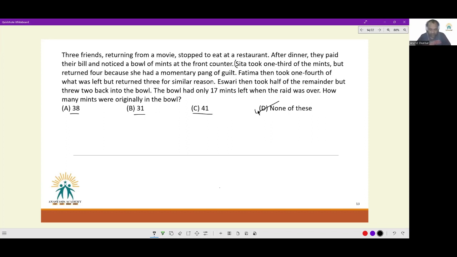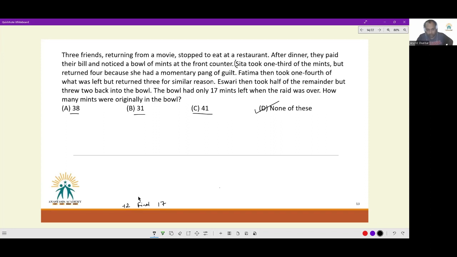Now, that said, if this was given to us in a TITA form, with no options, how would we go about it? This is where you apply the concept of backtracking. You should be solving it backwards. Now see, finally there were 17 mints. But what was the last step? In the last step, Ishwari had thrown back 2 into the bowl.